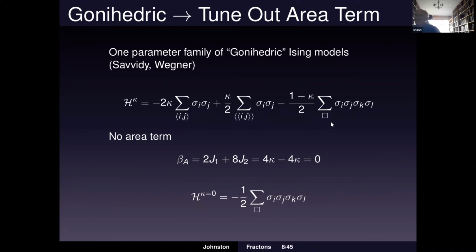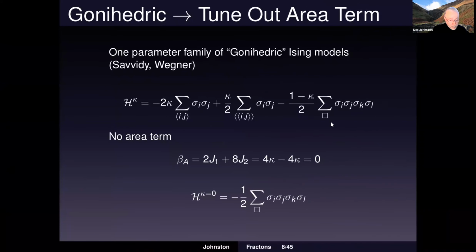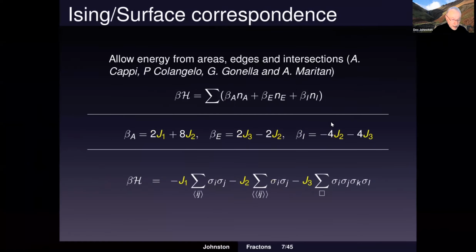So one thing you can do, let's go back to this, is tune out the area bit of the action completely. That's what you have with the standard nearest neighbor Ising model. And you can do that by choosing the coefficients in your generalized Ising Hamiltonian to look like this. So that gets rid of the beta A term, if you think of the Ising Hamiltonian as giving you some weights for your spin cluster boundaries.